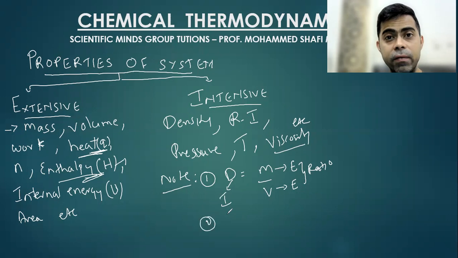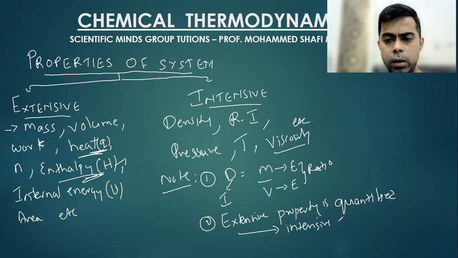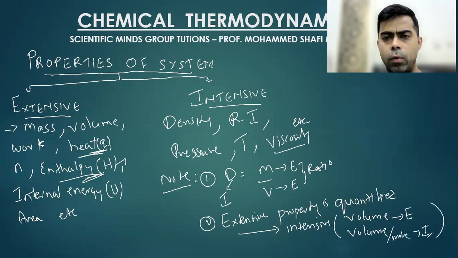Second point, whenever an extensive property is quantified, it becomes intensive. It means what? If I say volume, then you will say, sir, volume is an extensive property. But if I say volume per mole, what is the volume of 1 mole, so it becomes an intensive property because you are quantifying that value.